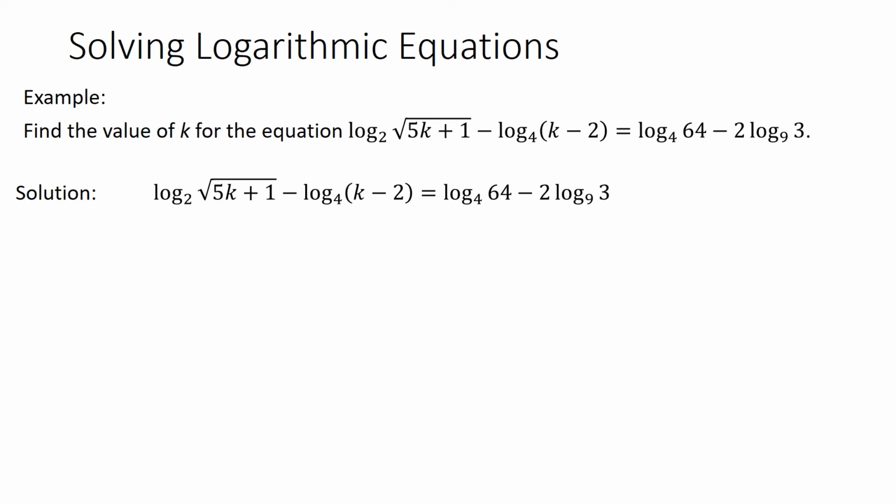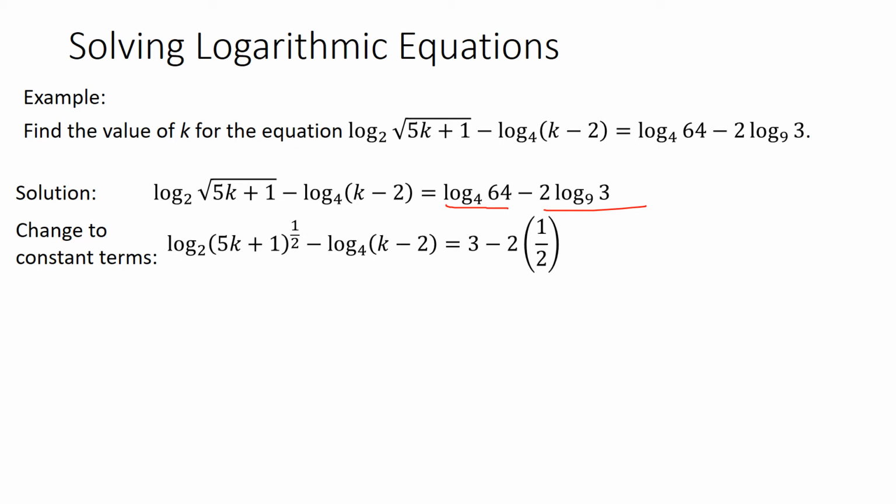From here, we can see that there are constant logs, which are log base 4 of 64 and 2 log base 9 of 3. Therefore, we change them to constant terms, and it will become log base 2 of (5k plus 1) minus log base 4 of (k minus 2) equals, so log base 4 of 64 is 3, then this log base 9 of 3 is half. Okay, so then minus 2 times half.